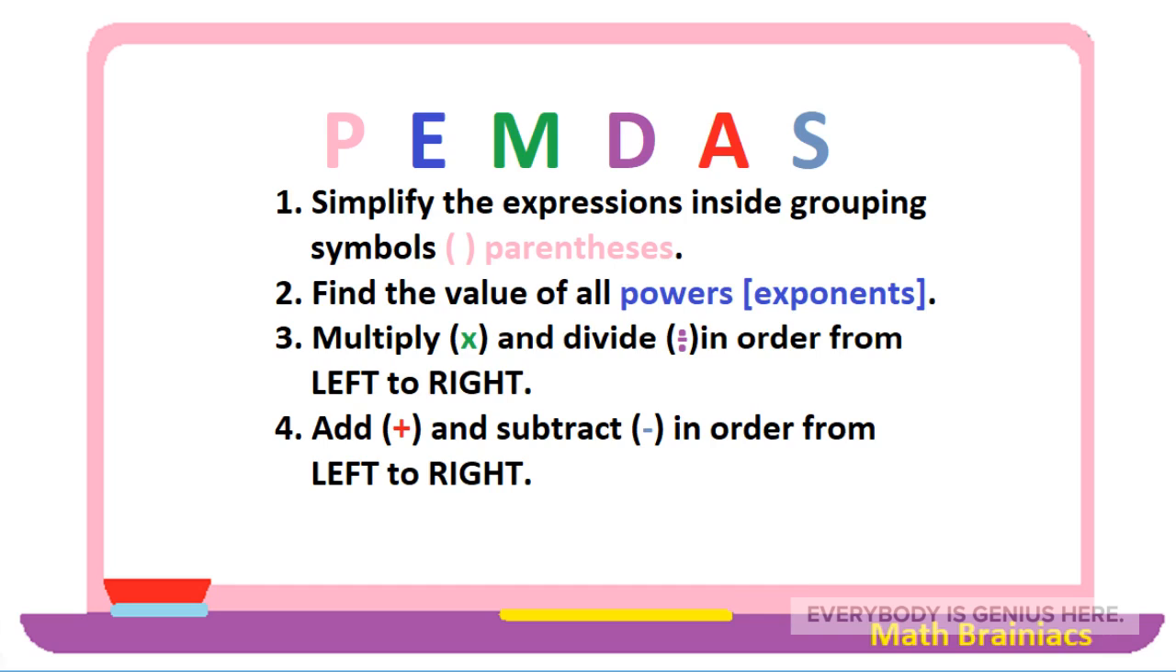Just don't forget the 4 rules so that everything will be easy for you. Number 1, simplify the expressions inside grouping symbols. Number 2, find the value of all powers. Number 3, multiply and divide in order from left to right. And number 4, add and subtract in order from left to right.